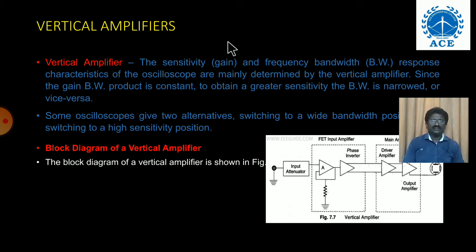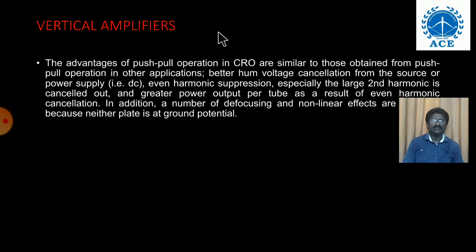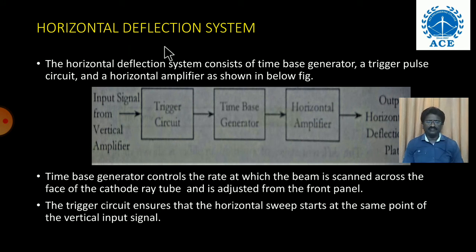Next one, horizontal deflection system. Actually, here the horizontal deflection system has three blocks. According to our block diagram, first one trigger circuit, second time base generator, and third horizontal amplifier. So here you have to provide the input signal from the vertical amplifier.